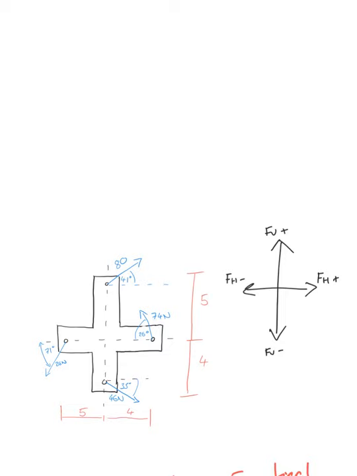Okay, so I want to take a quick look at a sample P1 style question. In this shape, I've got four forces acting on my object: F1, F2, F3, and F4. F1 is 80 newtons, F2 is 74 newtons, F3 is 26 newtons, F4 is 46 newtons, and each of them has an angle beside it.